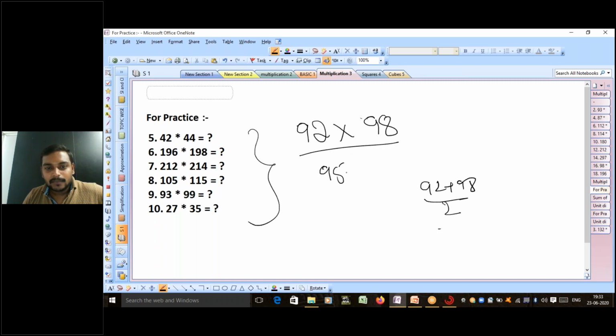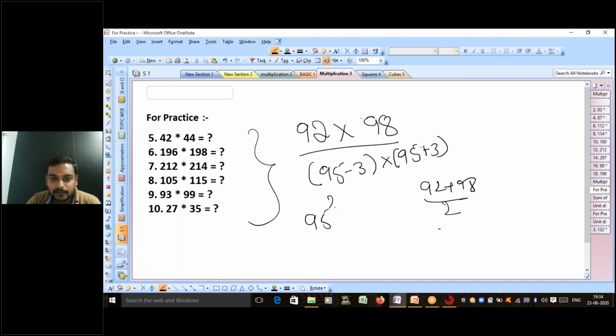So 92 can be written as 95 minus 3, and 98 can be taken as 95 plus 3, and it is in the form of a plus b into a minus b, which is equal to a square minus b square. So 95 square minus 3 square, which is equal to 9. 95 square is 9025, minus 9. So the answer is 9016. I'll let you know how to square a number, don't worry.